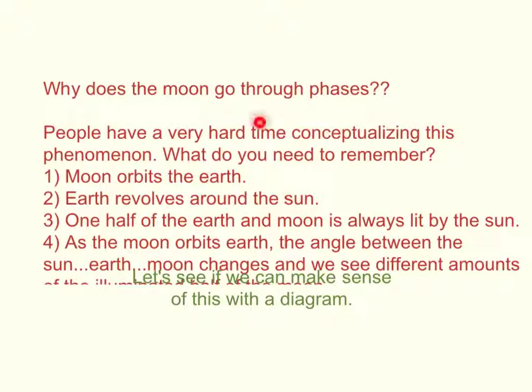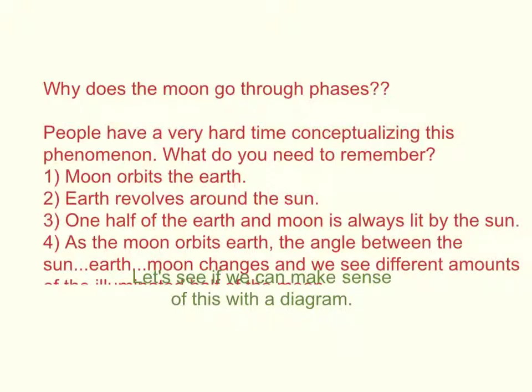That the moon is orbiting the Earth. So the moon goes around the Earth. The Earth is revolving around the sun. One half of the Earth and moon is always lit by the sun. And then probably most importantly, as the moon orbits the Earth, the angle between the sun, the Earth, and the moon changes. And we see different amounts of the illuminated half of the moon. Half of the moon is always lit, and because this angle is changing, we're going to see different amounts of that half. Okay, so let's take a look at a diagram.